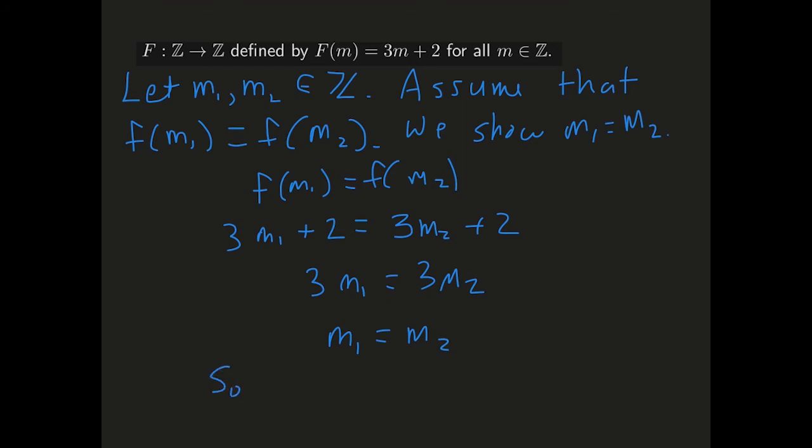Well, we assumed that f of m1 is equal to f of m2, and we showed that m1 is equal to m2. That means that f from Z to Z is injective. And I'm using the adjective form on purpose because you need to be comfortable with both of them. Okay, that is an injective function.